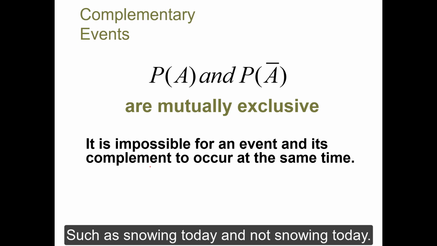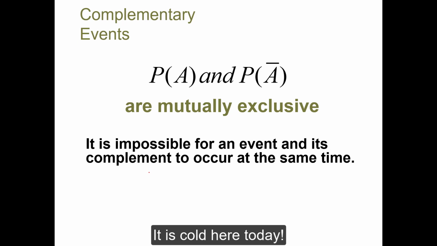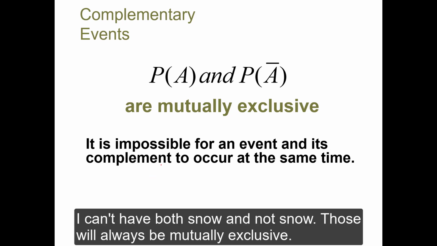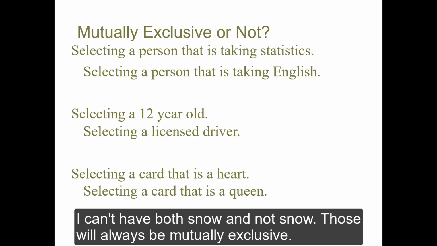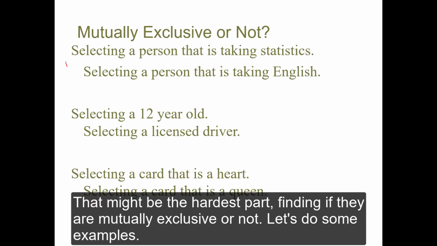If I say what's the probability of snowing, well, today it's maybe 5%, 2%. It's cold outside. But if I say what's the probability of it not snowing, I can't have both. So those are always going to be mutually exclusive. So that might be the hardest part, finding this idea of being mutually exclusive or not. So let's do an example.